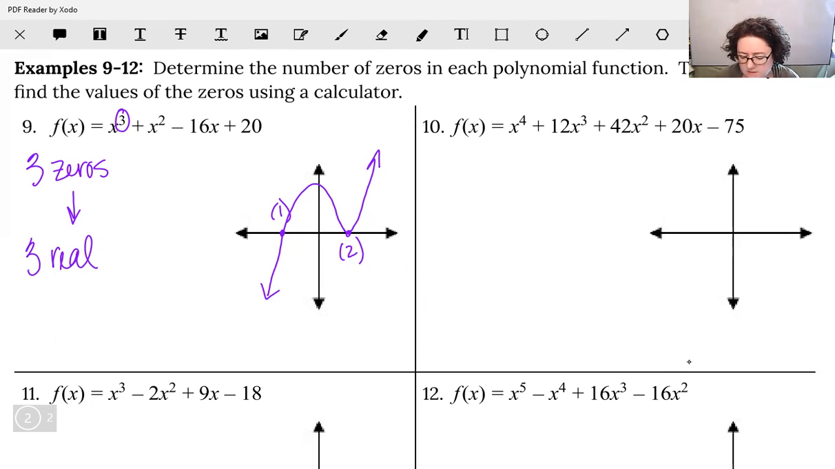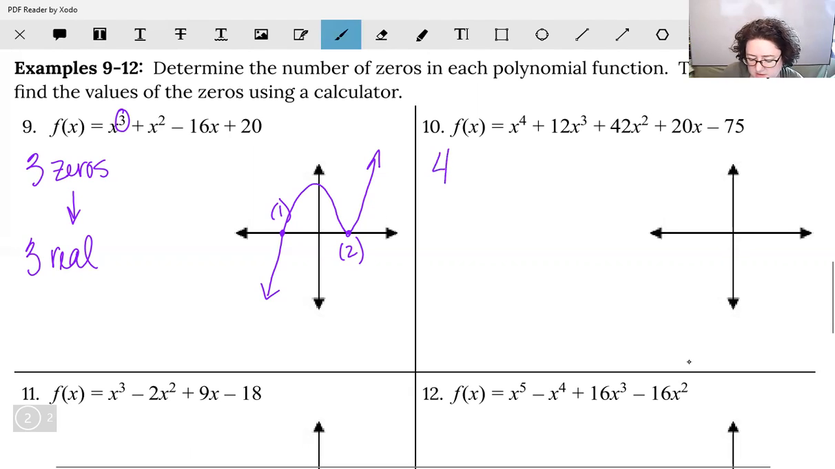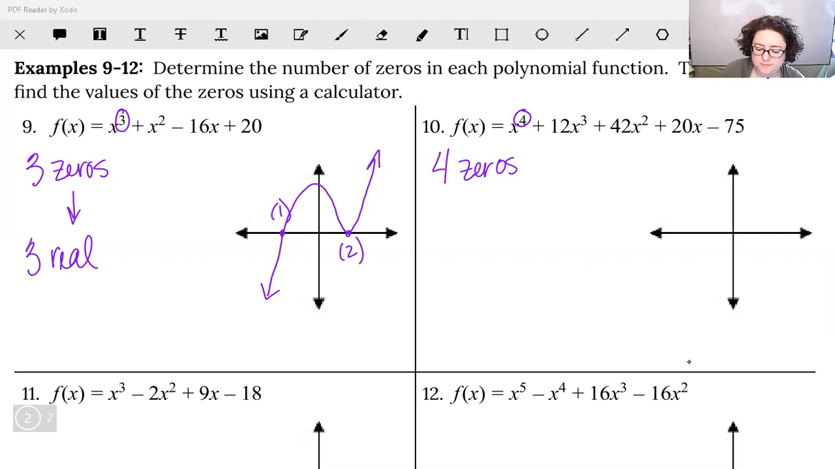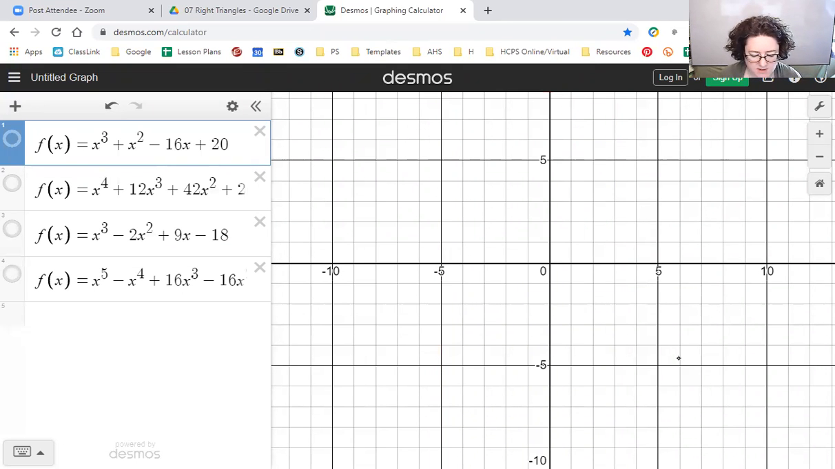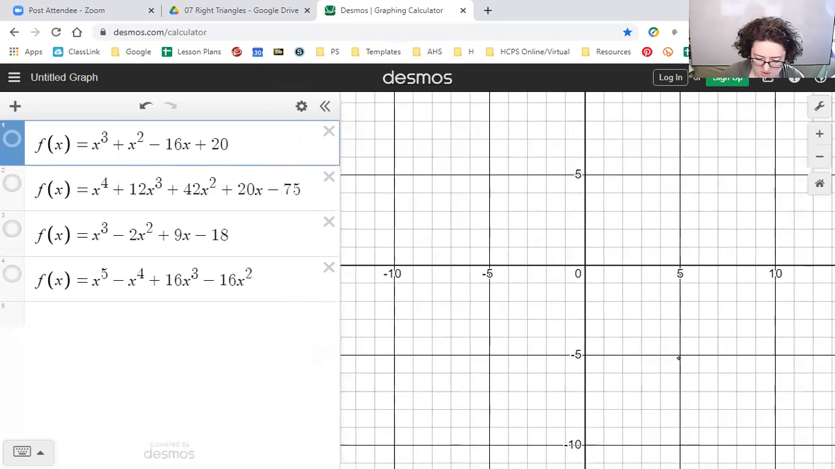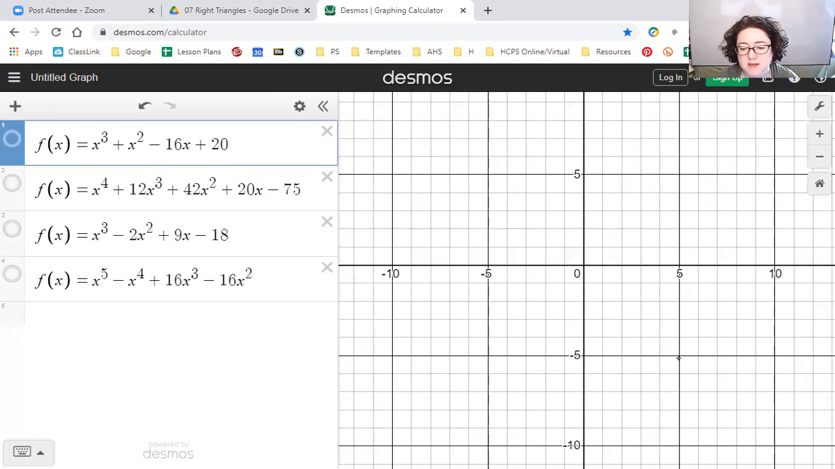So number 10, we have x to the 4th. And so what would we expect with our number of zeros? Okay, so we would expect 4 zeros on this one, because again, highest degree is 4. So let's look at the graph. Oops. So this is the second graph we have in there. So x to the 4 plus 12x³. Let's see, double checking that I typed everything in correctly.